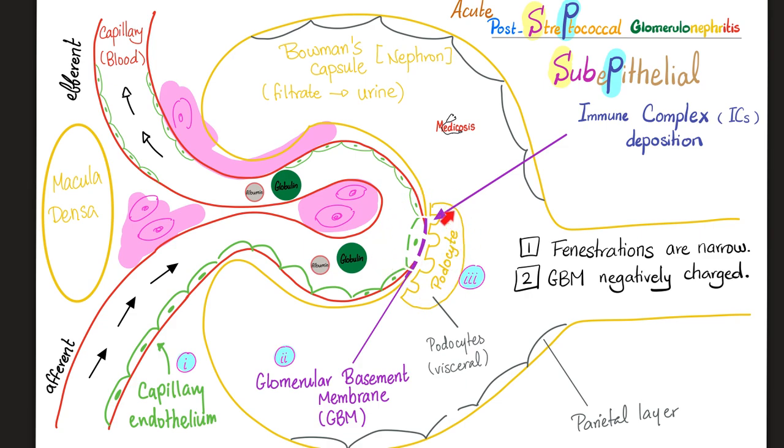See, the epithelium is called the podocyte. Under the epithelium, subepithelial. Here is an immune complex and then a space, an immune complex and a space, giving you this lumpy, bumpy pattern under electron microscopy, especially if you add immunofluorescence.